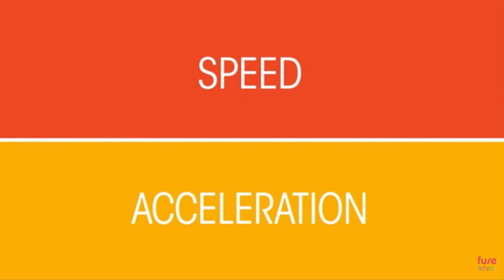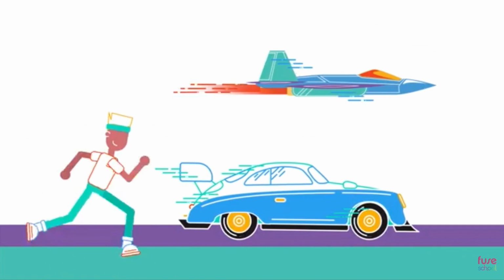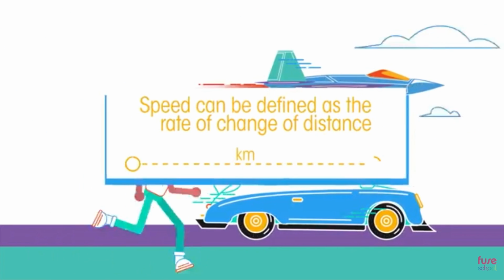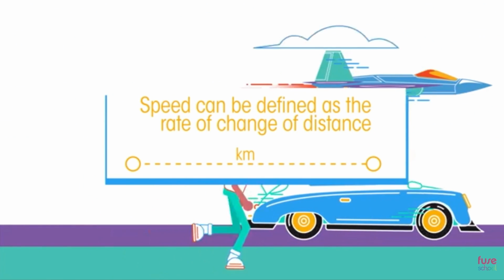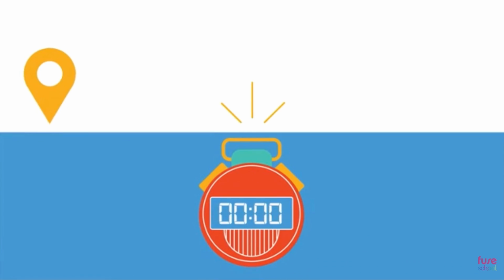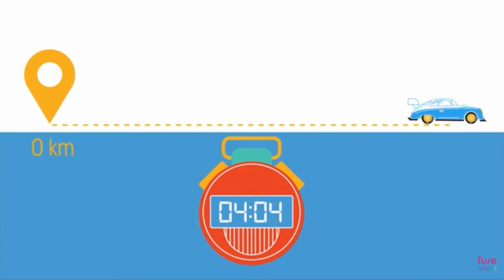Speed and acceleration are physics concepts that we encounter every day, and an understanding of these concepts is crucial to most areas of physics. We think of speed as something we have when moving, and this forms the basis of speed's definition. Speed can be defined as the rate of change of distance. What exactly does that mean? Well, it means that an object's speed is a measure of how long it takes in terms of time for it to travel a given distance.